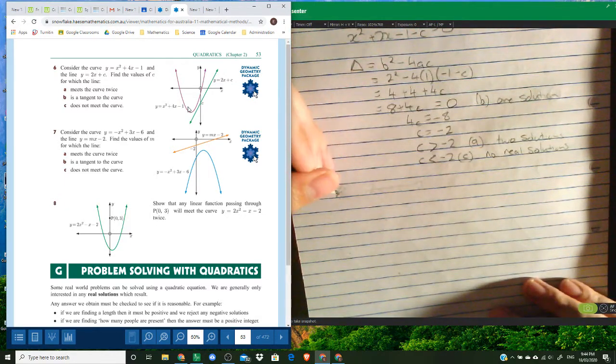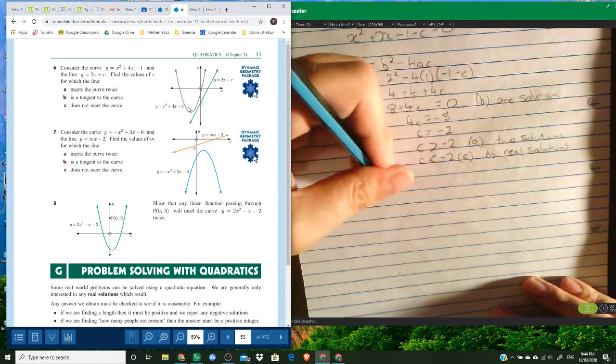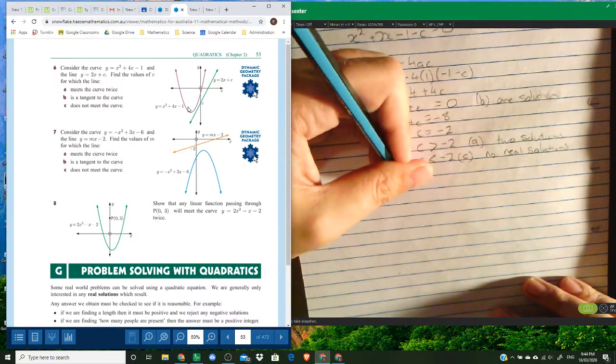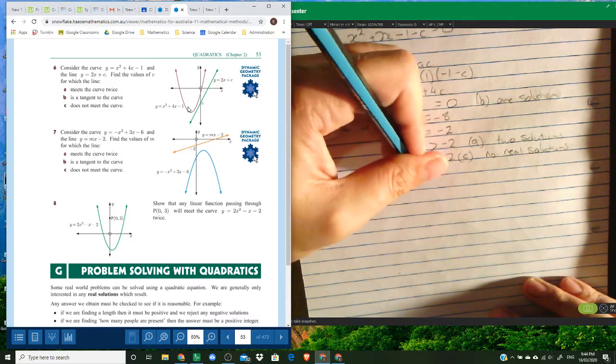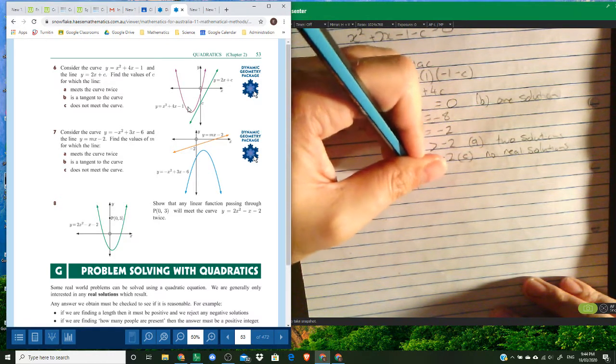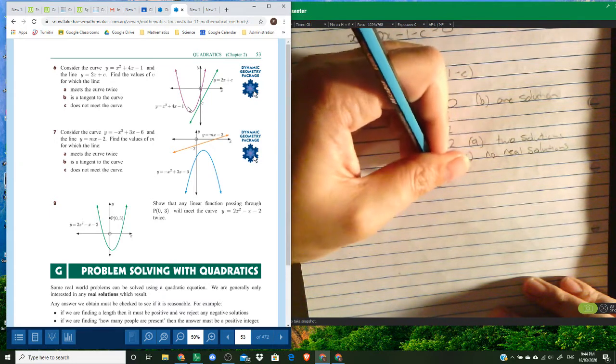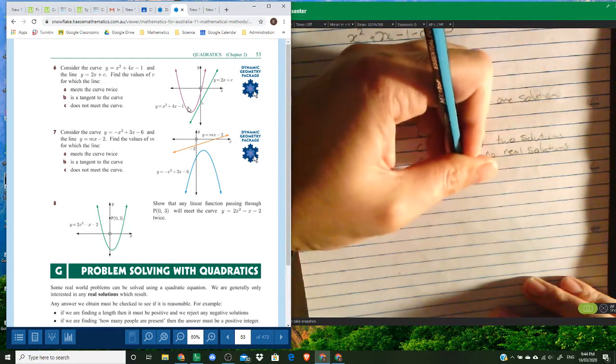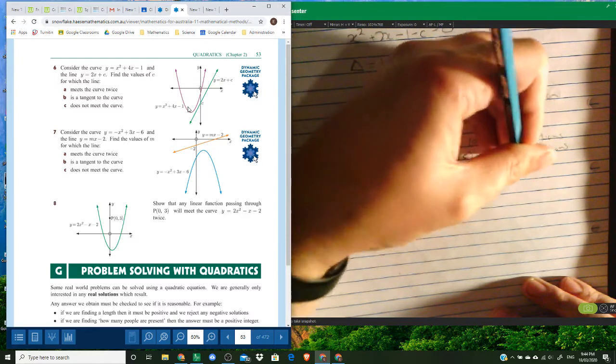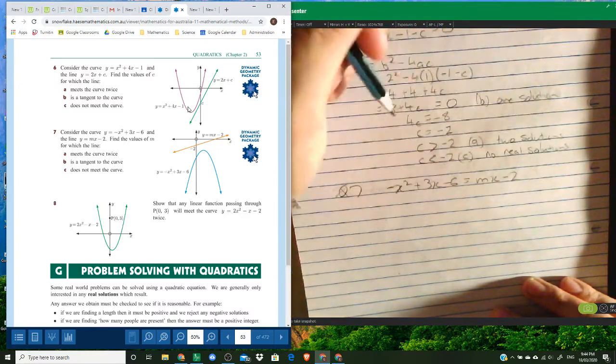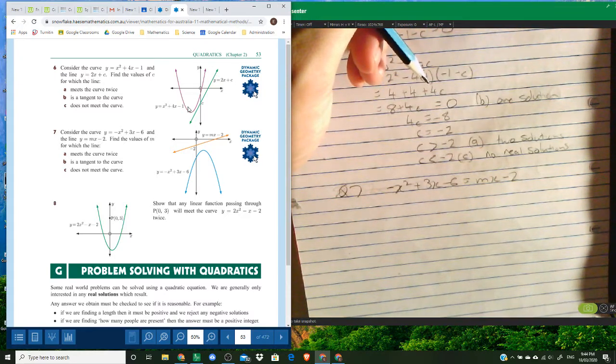So we've got question 7. Question 7. All right, so we've got minus x minus 3 plus 3x minus 6 equals mx minus 2. So what do I get when I equate that?